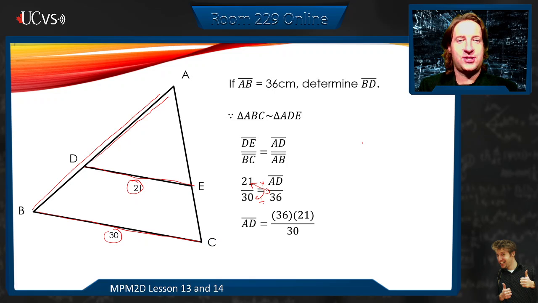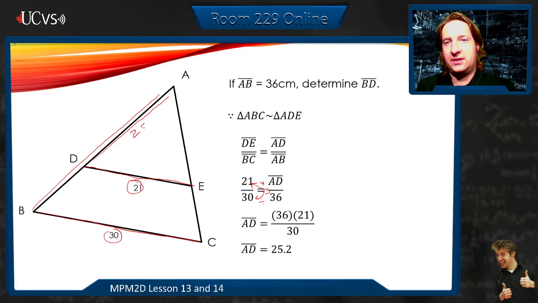Anytime you have a proportionality statement, let's say 3 over 2 is equal to x over 8, we multiply across the diagonal and then divide by the third side. That's the way I always remember it. Makes things easy. So 36 times 21 divided by 30. So we end up with a side length AD of 25.2.